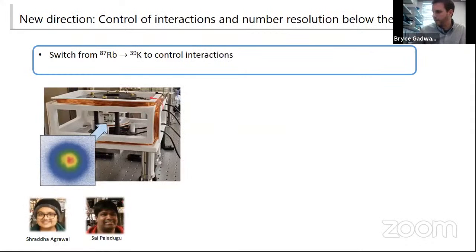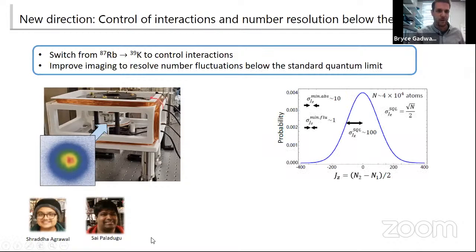I'll say that we've spent the last year or so retooling our system. So we've been changing over from rubidium-87 to potassium-39 to control interactions. We've graduated 2 students. We have 2 new students come on. We hope to get back to BEC soon. I'd say the one last thing that we'd like to do is improve our imaging. So far, we've only really cared about mean populations of the states. We really want to do better. So this is just a bar for what the state of the art is that people have seen.